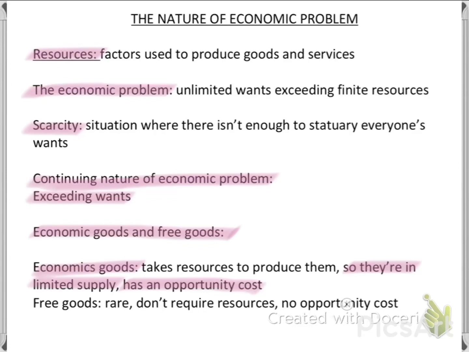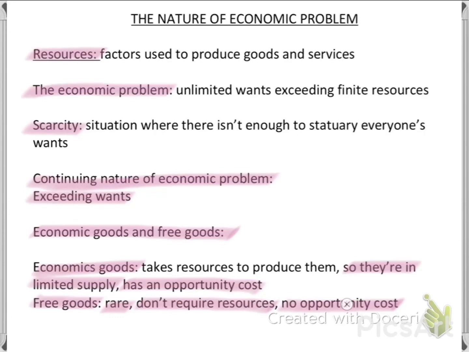Now coming to free goods. Free goods are rare. This means that you don't find them all the time. They're not in big amounts, and they don't require resources. Since they're free goods, they're going to naturally occur, and they have no opportunity cost because you don't need resources to produce them, so no choices need to be made. That means we won't have any opportunity cost.